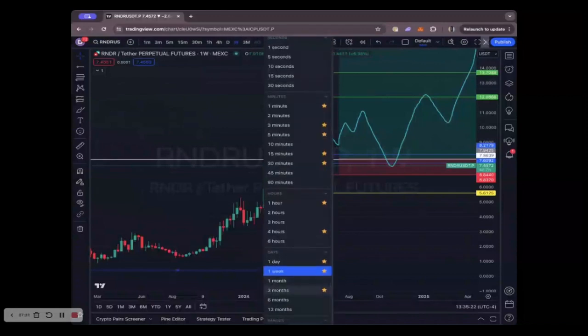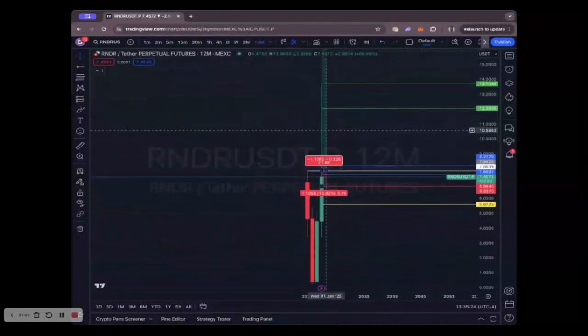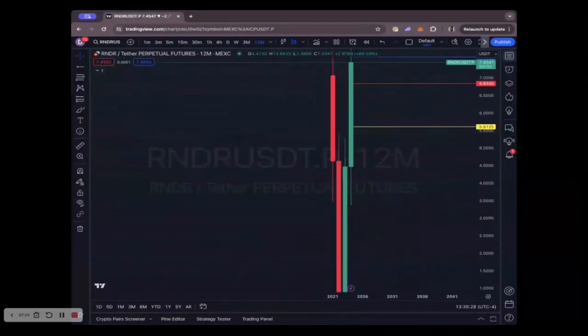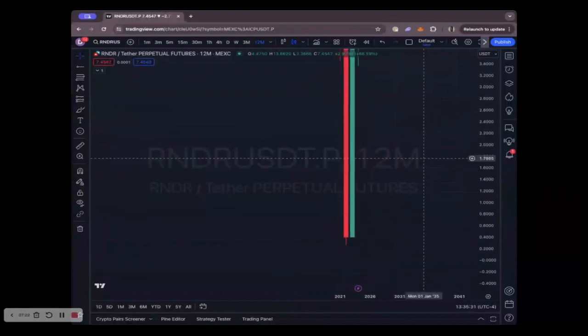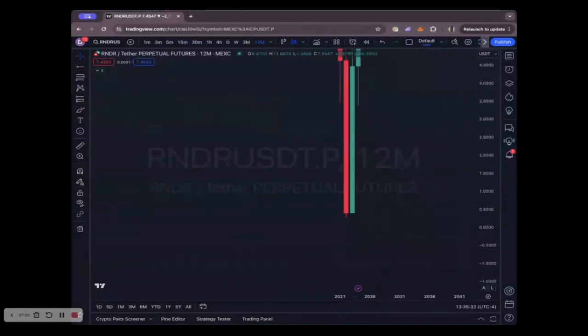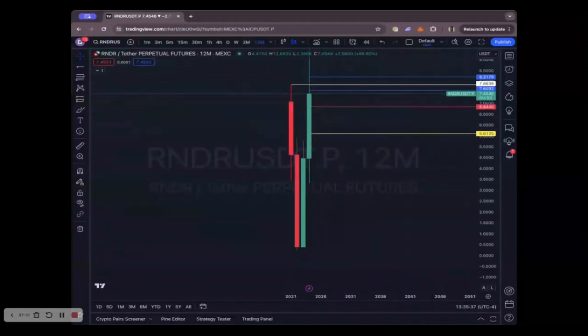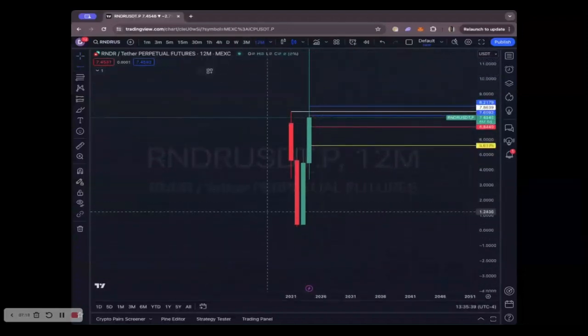But let's look at the high time frame. I like to go really, really high first. So this is the 12-month. We took the highs first, and I'll be honest with you guys, I do not like the way it is currently sitting. I just do not like it.